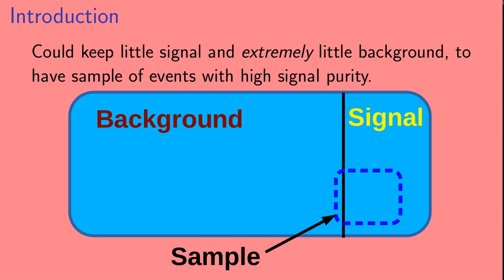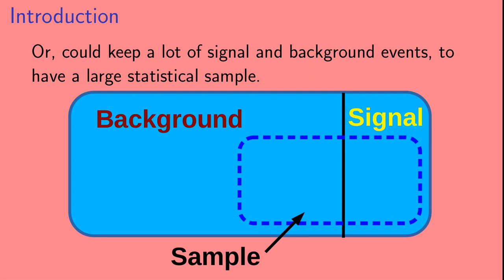In choosing our sample, we could decide to keep only those events that really look like signal. So in this case, we keep rather little signal, but extremely little background. We end up with a smaller sample of events which has a high signal purity. Alternatively, we could decide to adopt a looser selection and keep events that look pretty much like signal. Then we end up with a larger sample, which contains a lot of signal and a lot of background events. We might want to do this if our analysis requires that we have a large statistical sample.